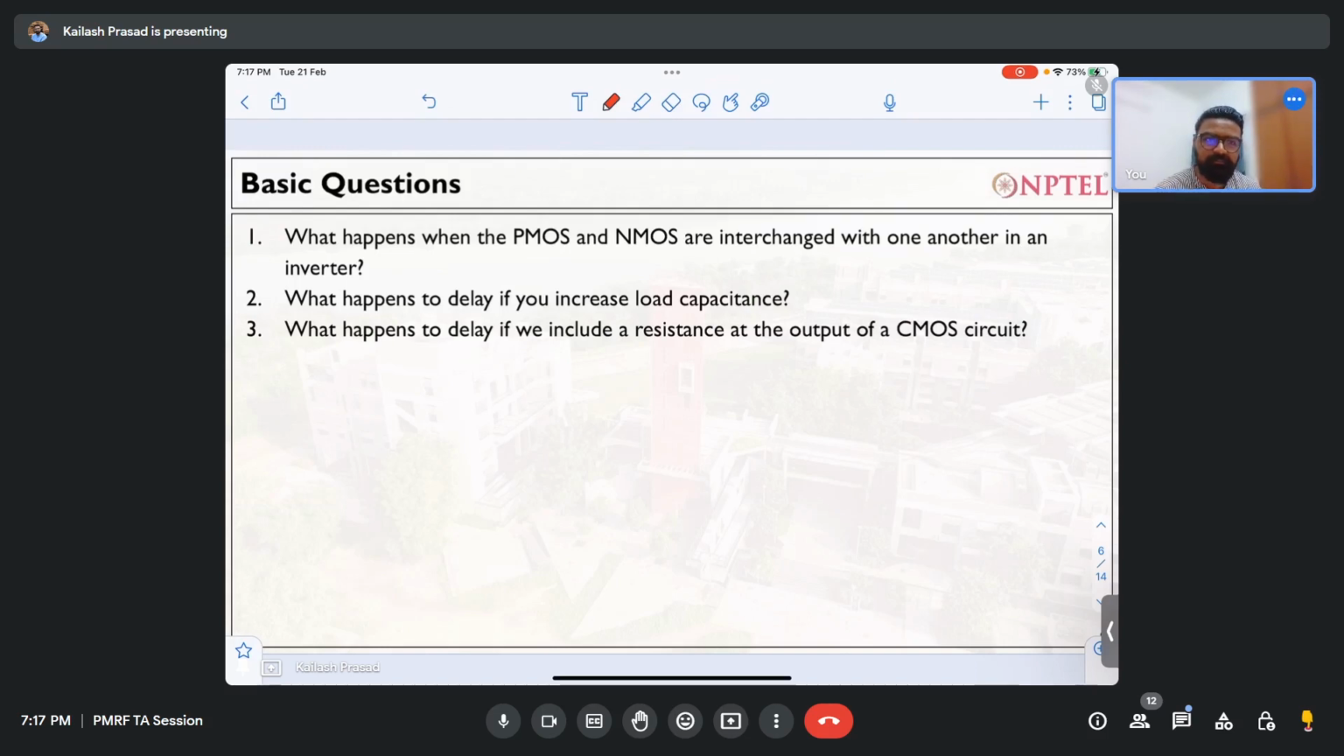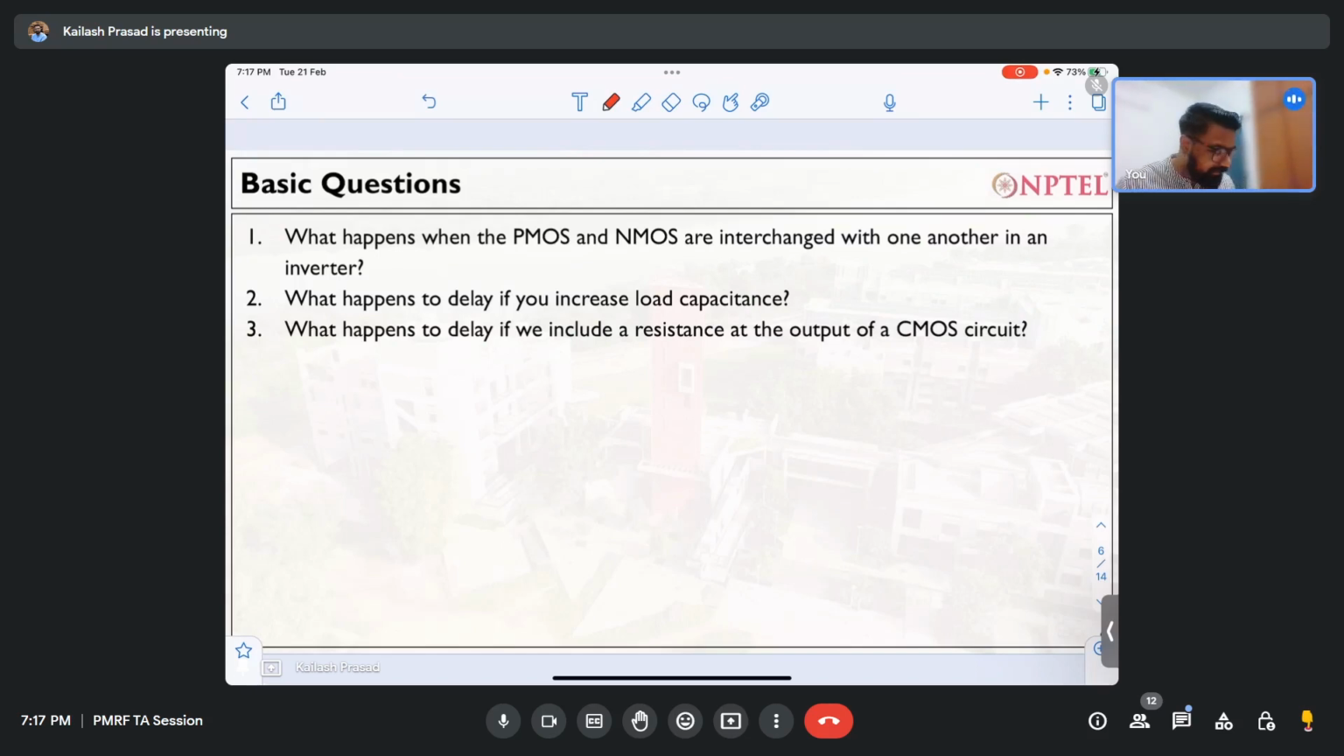Hello. Can anybody answer this question? The first question I'm asking is, what happens when the PMOS and NMOS are interchanged with one another in an inverter? Anyone? It will act as a buffer, but it is called a bad buffer. Yeah, thank you for the answer. So it will act as a buffer, but it will be a bad buffer.